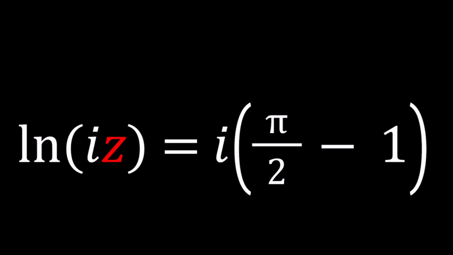This channel is all about complex numbers, and in this video we're going to be solving a nice logarithmic equation with complex numbers. Logs are fun, complex numbers are fun, and logarithmic equations with complex numbers are more funner. So we have ln iz equals i times the quantity pi over 2 minus 1. We're going to be solving for z values, and there's probably a couple different ways to approach it as far as I know. Let's go ahead and find out.